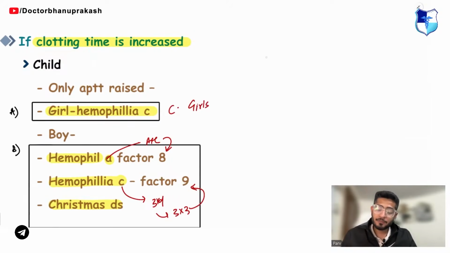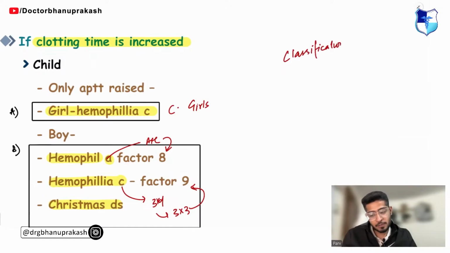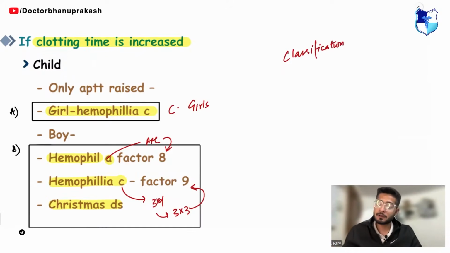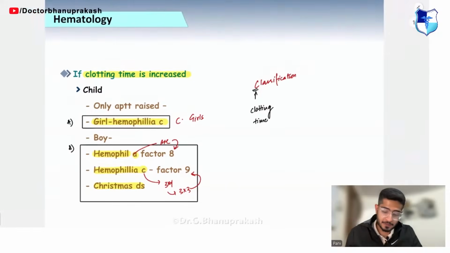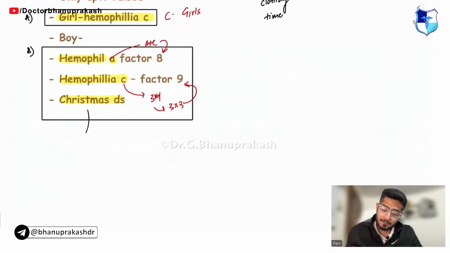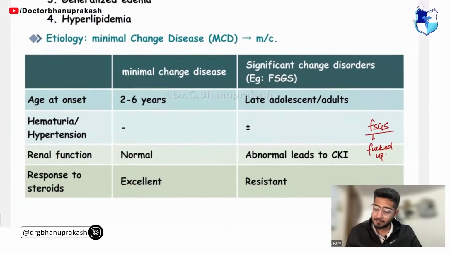And remember this, girls and boys is just a classification. So when are you supposed to classify whether a child is a boy or a girl? We are going to classify if we are having a problem in the clotting time. So this is how you have to remember. And Christmas disease is nothing but the 11th problem.